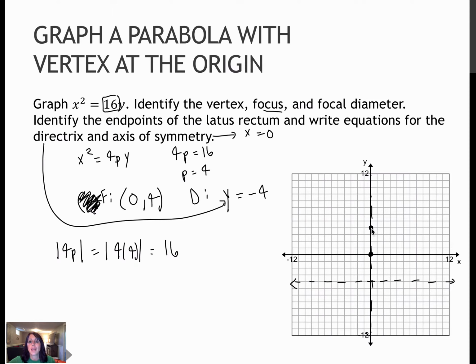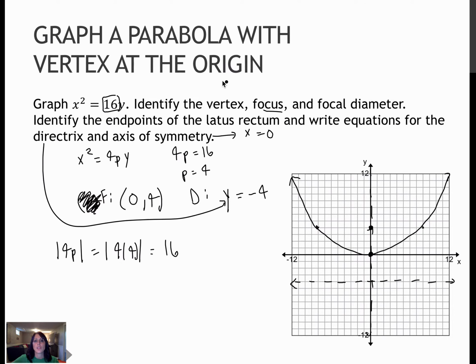So from here, I'm going to go 16 total, which means 8 in each direction. So I'm going to go 1, 2, 3, 4, 5, 6, 7, 8. 1, 2, 3, 4, 5, 6, 7, 8, and that is where my parabola is going through. So the latus rectum just tells me how wide it's going to be.